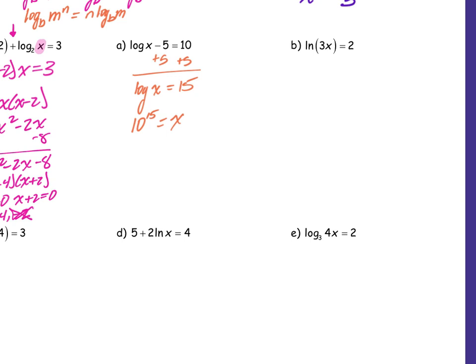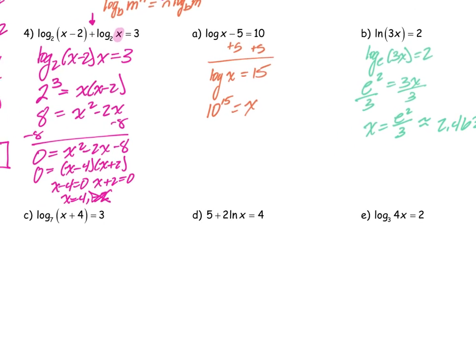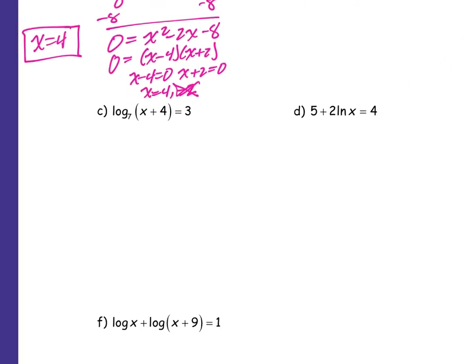So for part B, I'm going to rewrite this as log base e of 3x equals 2. Then I get e squared equals 3x divided by 3. So x is going to equal e squared divided by 3. And you can leave it that way. Or, let me see, I think I have the answer here somewhere. If I don't have it, Brooklyn had it. So you can put it into decimal form, which is 2.4630. Okay? Beautiful.